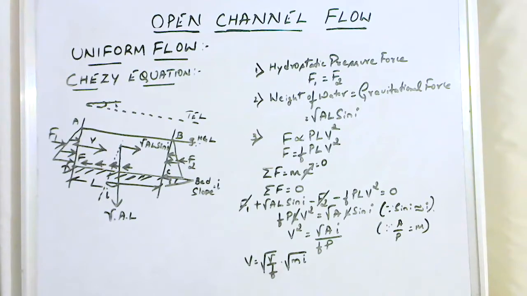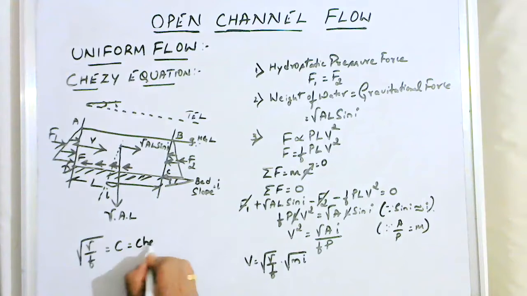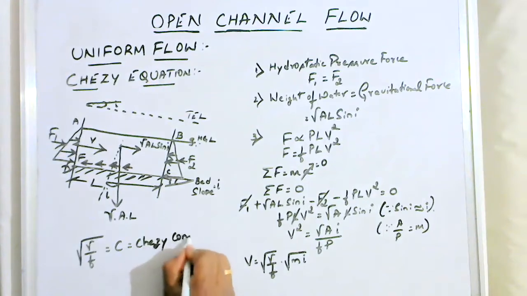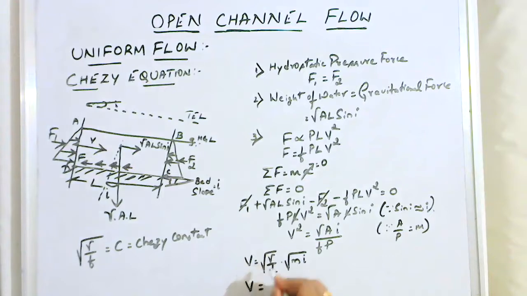Here you observe carefully this. I write here the square root of gamma by F is taken as C, which is nothing but Chezy's constant. If I replace, I'll get V is equal to, that is root of gamma by F we have taken as C, that is C into root of M into I.